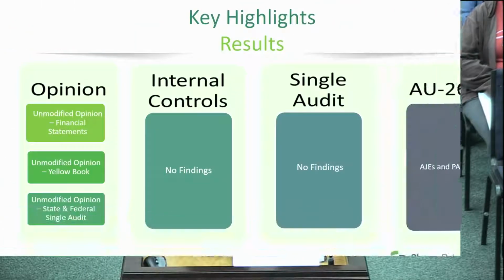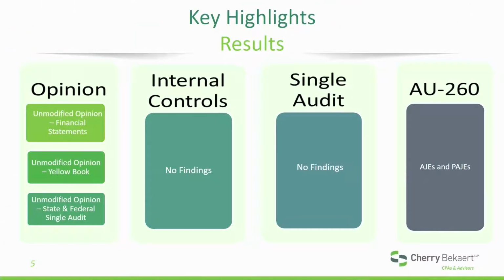The highlights this year: you received 4 opinions. You received an opinion on the financial statements, where we are opining on the numbers in the financials. The second report is the Yellow Book report, where we are opining on your compliance with North Carolina general statutes. And then the state and federal single audit has 2 additional opinions, where we are opining on you following and administering the federal and state dollars in accordance with the requirements. And just a note, you had a very good presentation on Head Start. That was one of the programs that we looked at this year.